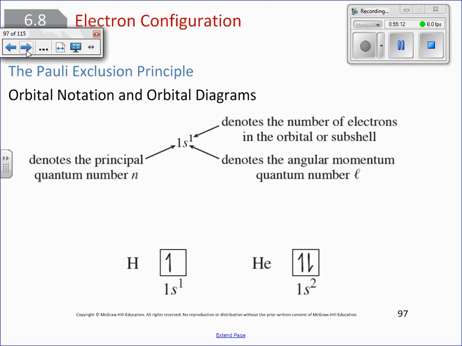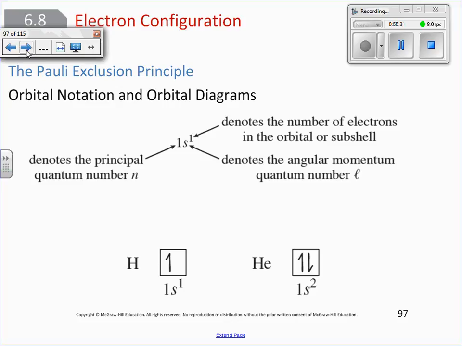So if I do oxygen, it would be 1s2, 2s2, 2p4. 8 electrons, superscripts add up to 8.